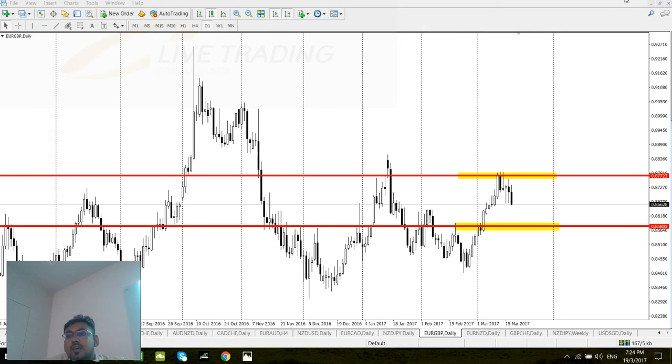0.8772. And your take profit should be 0.85803, this level. But I would not sell here because this is a very expensive price for me to sell. I'll wait for the market to go higher.